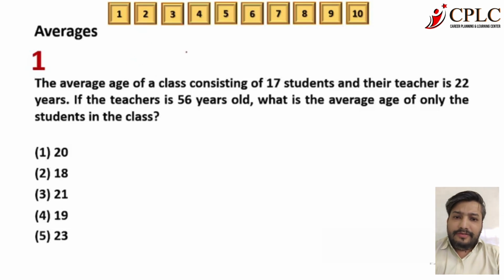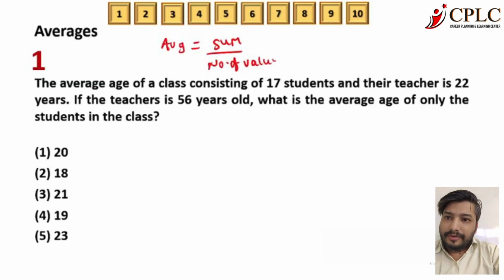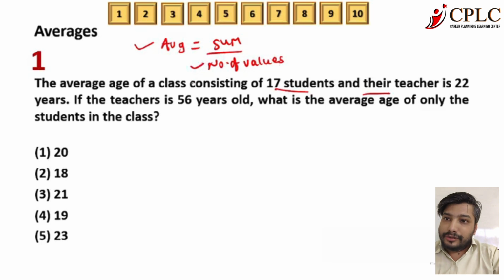If you know the basic idea of average, then you can easily solve this question. So for example, we know the formula of average, which is the sum of all the values divided by the number of values, correct? Now imagine you are given the average, because they have said the average is 22, and the number of values, so 17 students and their teacher, so there are total 18 people, so that also you know. Now if you see the formula, if you just simply multiply these two numbers, what you end up getting is the sum of all the values.